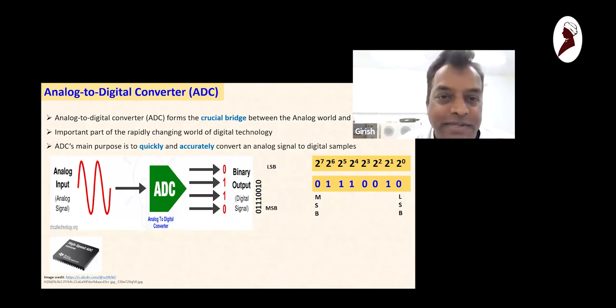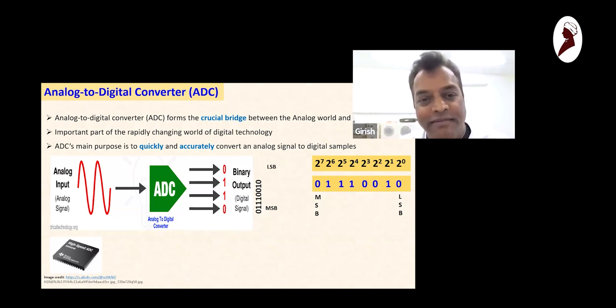The device which acts as a crucial bridge between the analog world and the digital world is called the ADC, the analog to digital converter. Its main purpose is to quickly and accurately convert an analog signal to a digital sample.